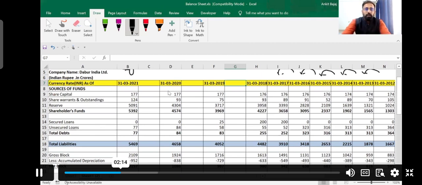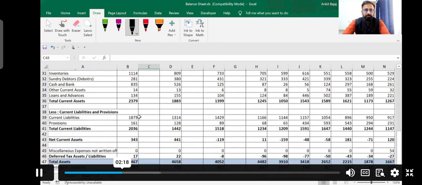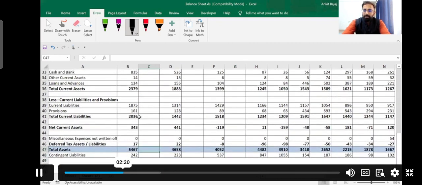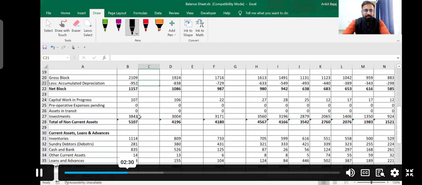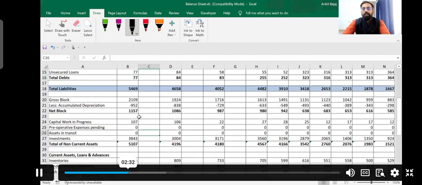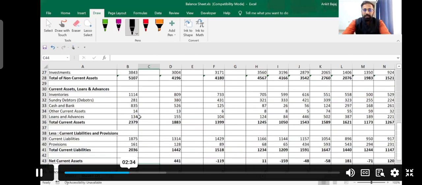Similarly here, when we analyze the assets, what could be the base figure? The base figure is going to be total assets. So I will be taking total assets as the base figure, and it will be 100%. I will be comparing the value of the other assets with total assets.